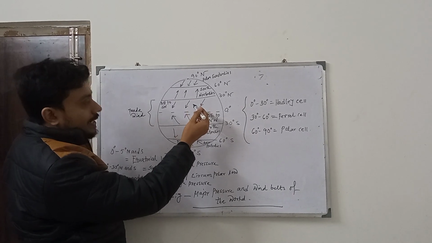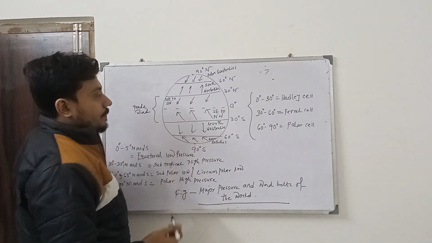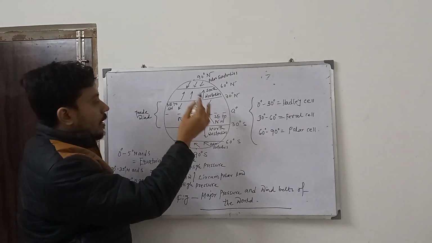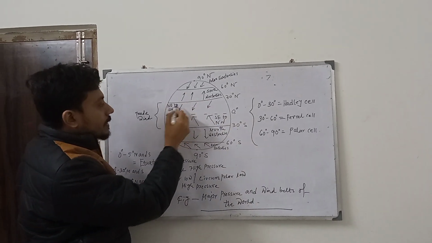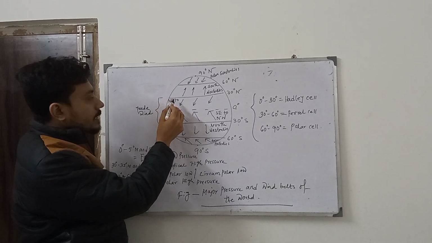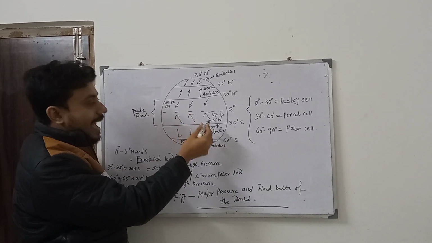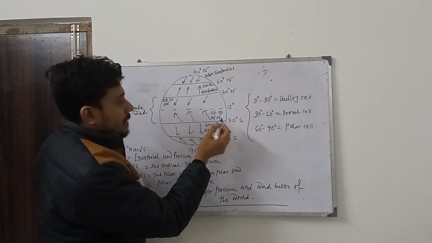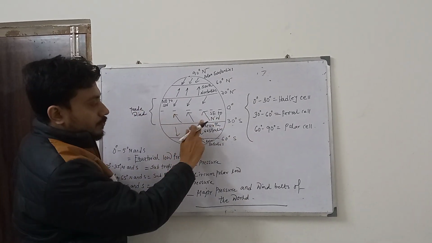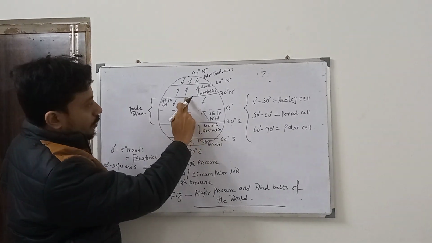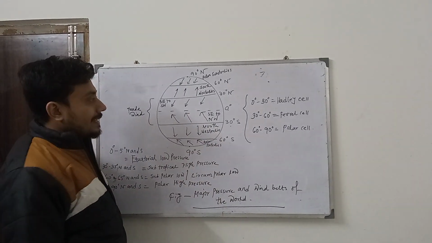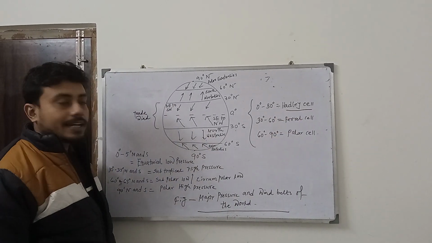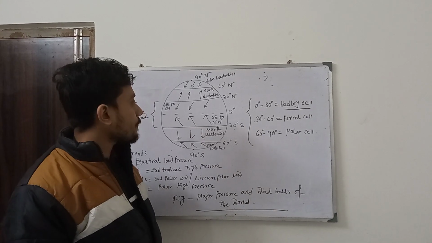In the northern hemisphere, the wind is all the time moving from northeast to southwest. In the southern hemisphere it is opposite, from southeast to northwest. This is called the Hadley cell.